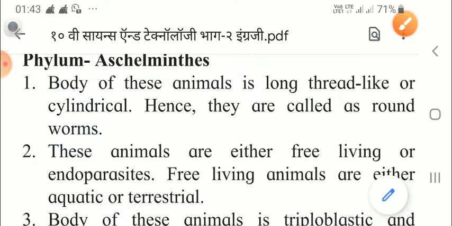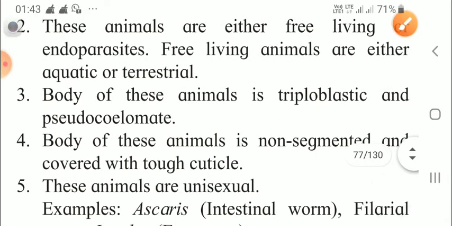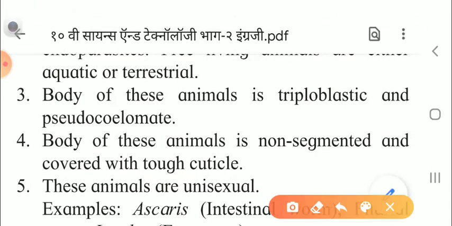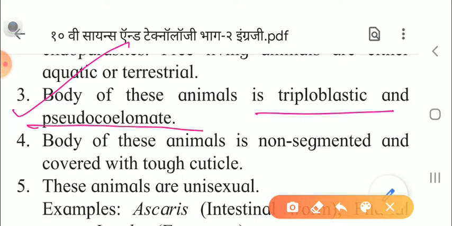Now see the third point. The body of these animals is triploblastic. Triploblastic means made up of three layers, that means ectoderm, mesoderm, endoderm. And they are pseudocoelomate. Pseudo means false. Coelomate means having a coelom. So they have a false coelom.